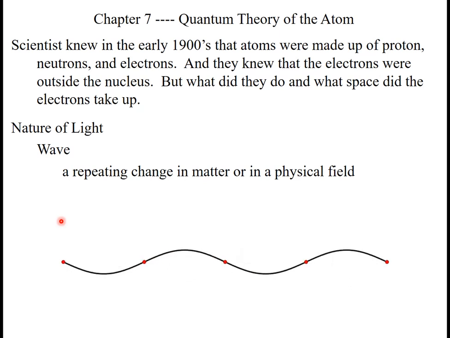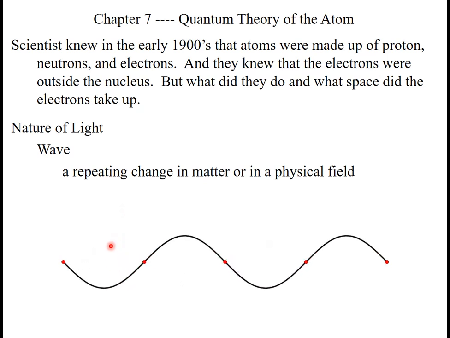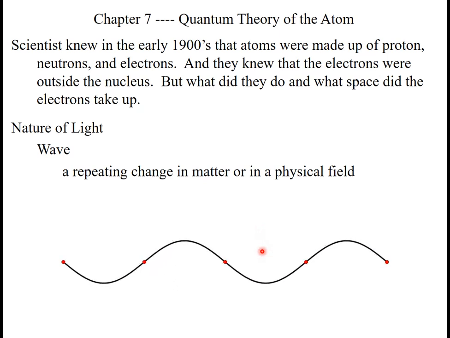So light is a wave, and a wave is simply a repeating change in matter or physical property or physical field. And so this is showing the oscillation of a field going up and down, which is the repeating change. And so the distance from here to here is one wavelength, and that stays constant in this wave.